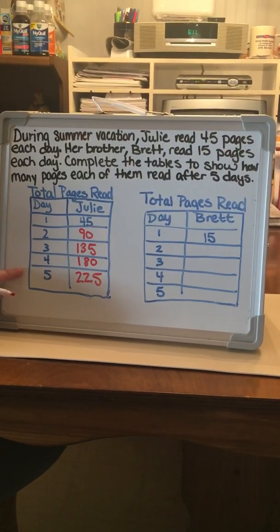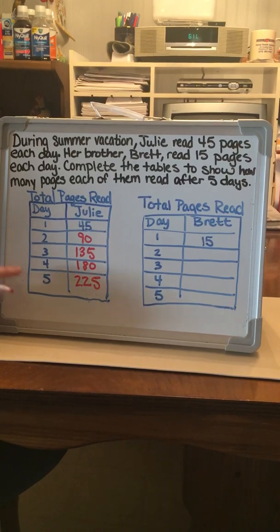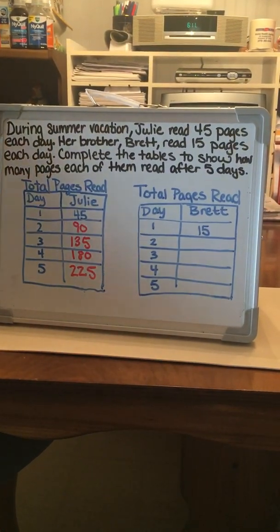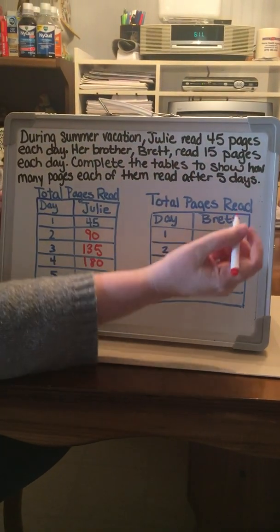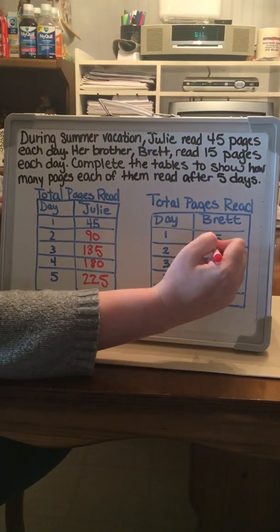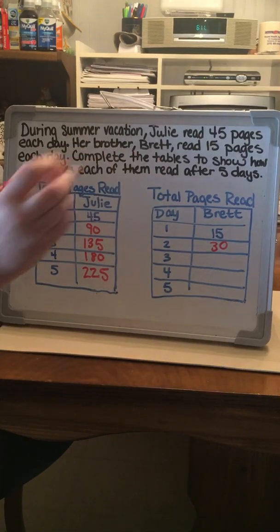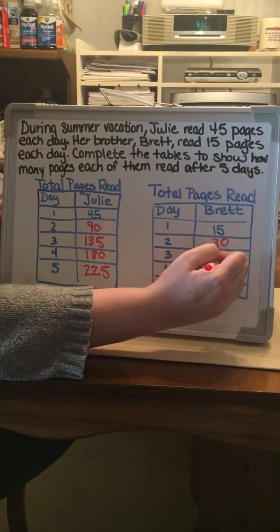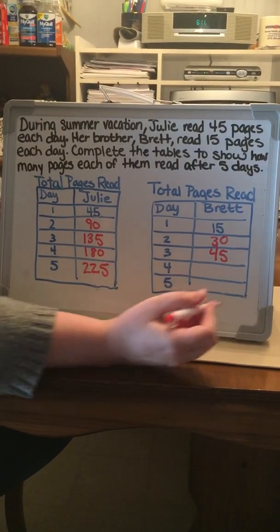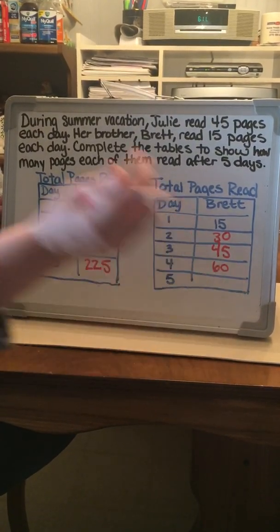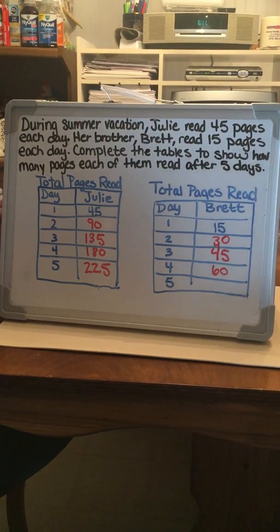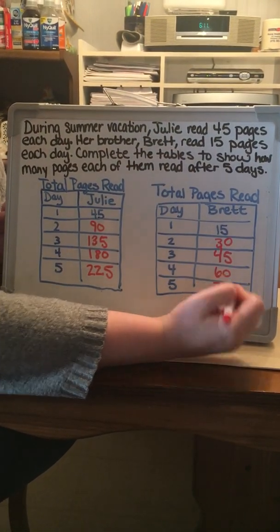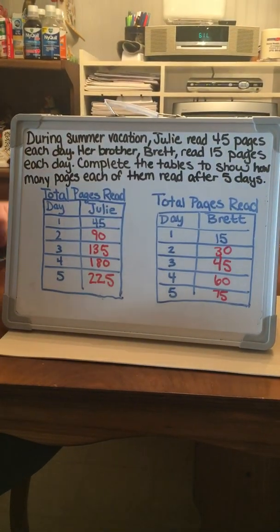Now, Brett is reading 15 pages each day. So we're going to continue to add 15 to each one of his days to see how many he would end up with at the end. So on day 1, he read 15, but on day 2, he would have read 30 if we add 15 to it. Then he would have read 45. Then he would have read 60, because we're adding 15 to each one of his amounts. So 60 plus 15 then would be 75. So after 5 days, Brett would have read 75 pages.